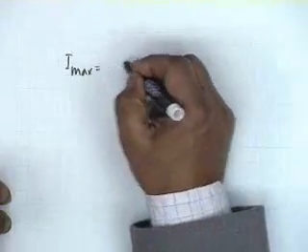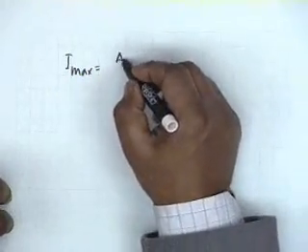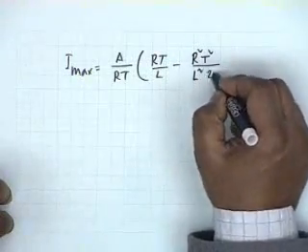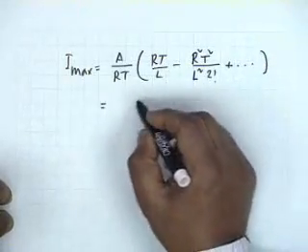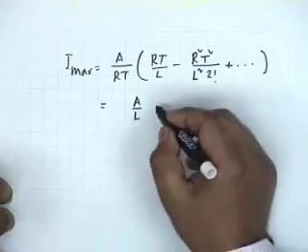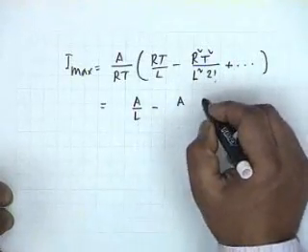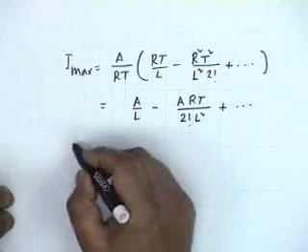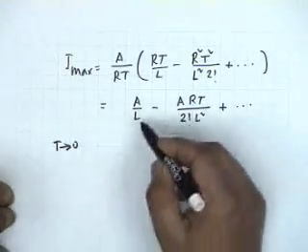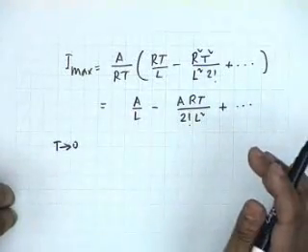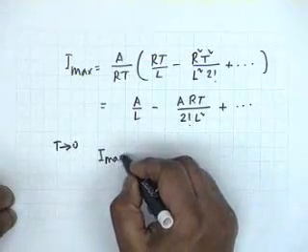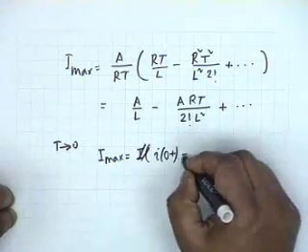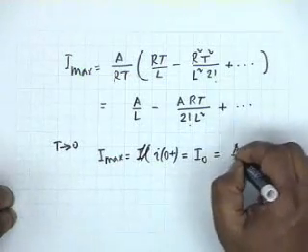I max is equal to, if I do away with the brackets, what I had was A by R T, R T by L minus R squared T squared by L squared 2 factorial plus etc. This I can write as A by L, the first term, minus A R T divided by factorial 2 L squared plus etc. And you see that when capital T goes to 0, the first term is unaffected, all others become 0, and therefore I max, which I shall call I of small i of 0 plus, which is equal to, let's say, I0, is given by simply A by L.